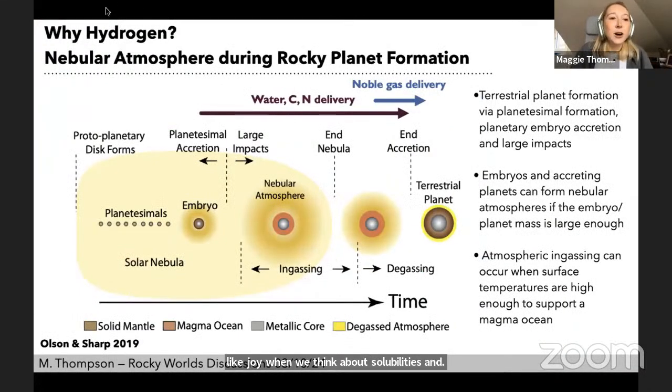Okay, and so there's a lot of different volatile species that we could focus on. But one, of course, the most abundant element in our universe, and one that seems like a good place to start, would be to think about hydrogen.